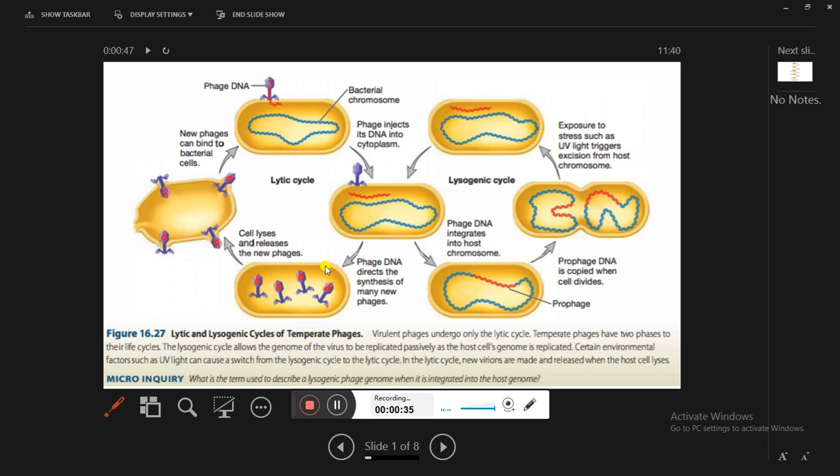Means now genetic material is transferred from one bacterium to another bacterium by a vector, and this vector is the bacteriophage. So it is known as transduction. And the bacteriophage is a virus of bacteria.